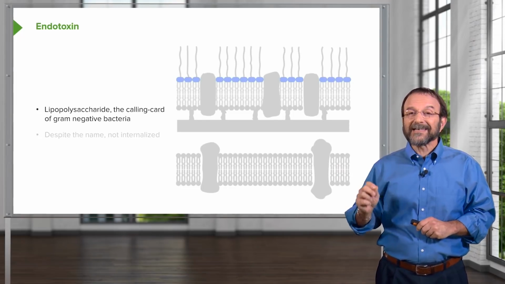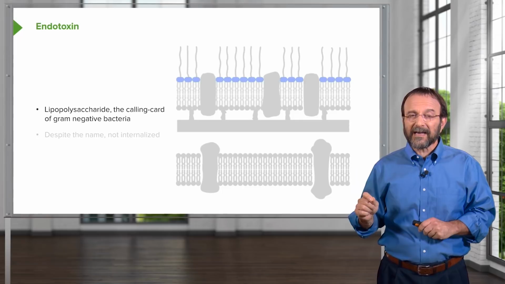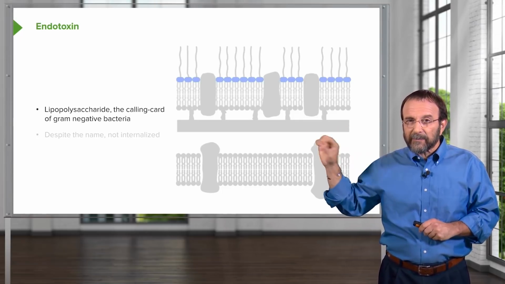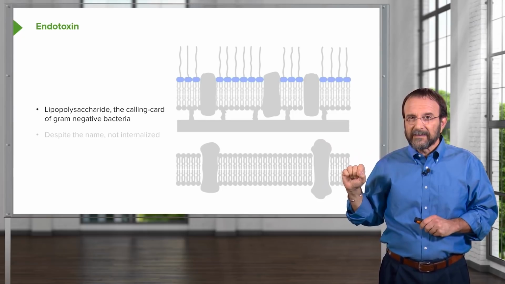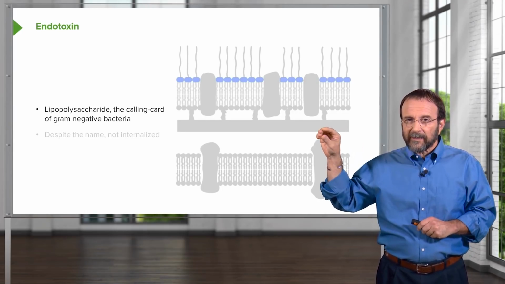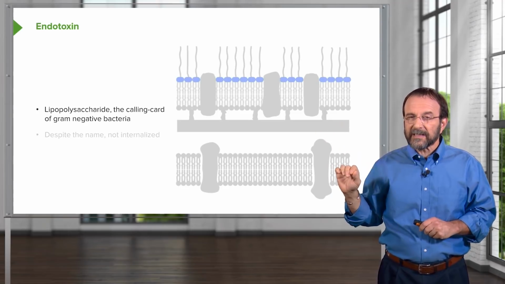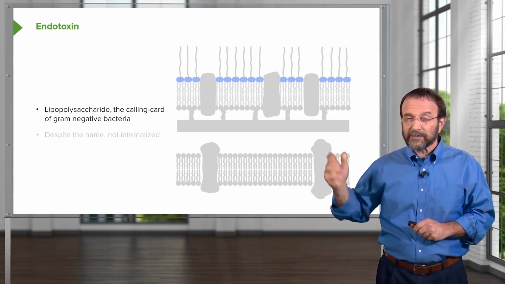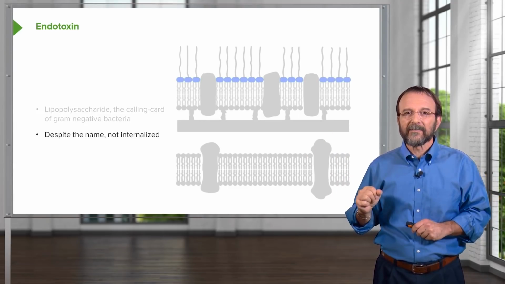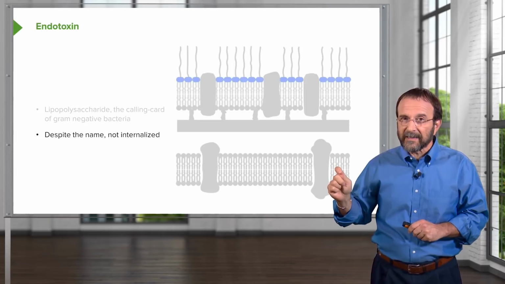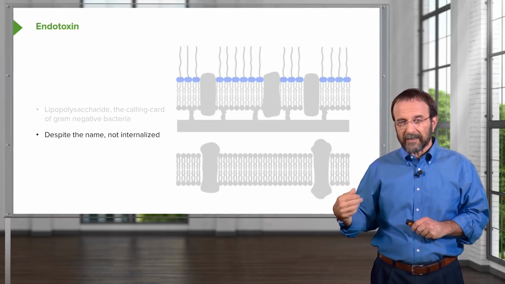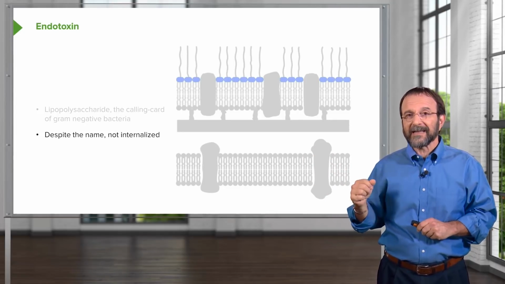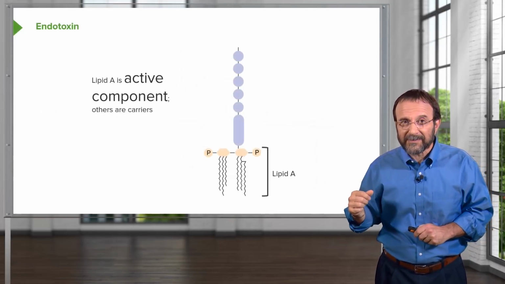The endotoxin is nothing more than lipopolysaccharide, that outer layer on the outer membrane of a gram-negative bacteria. So that outer layer is a lipid bilayer, but the outer layer is unusual. It's not the standard kind of lipid. It's made of lipopolysaccharide, and that is what is endotoxin. Now, despite the name endotoxin, this toxin is not internalized into the host cell. It remains extracellularly. It just happens to be the name that has stuck over the years.